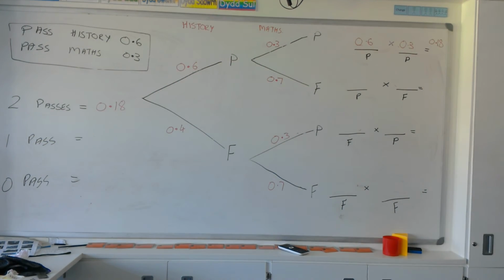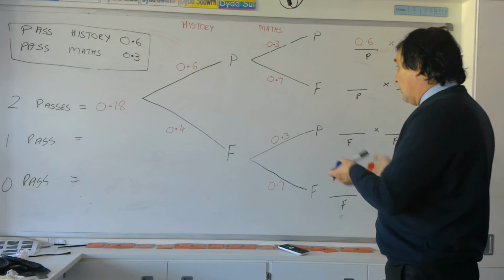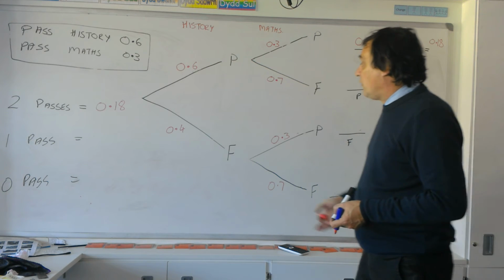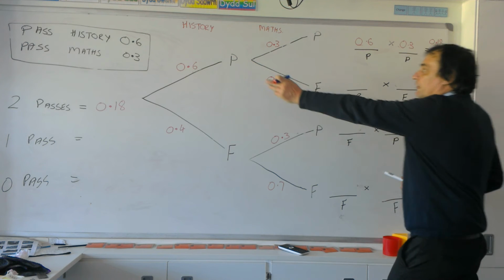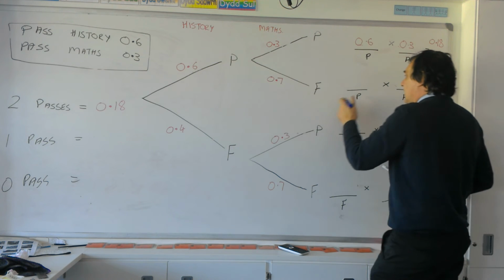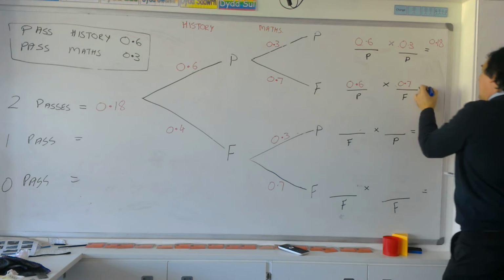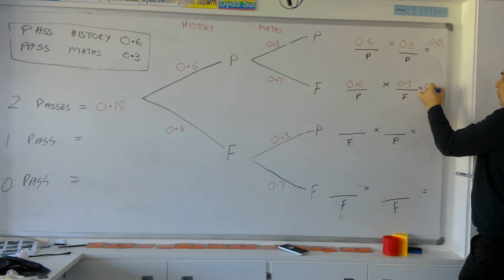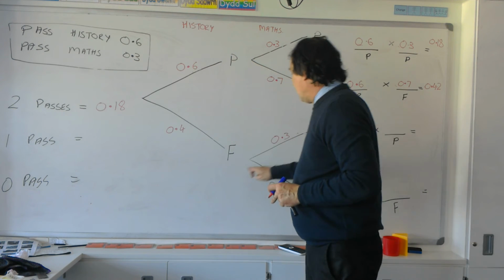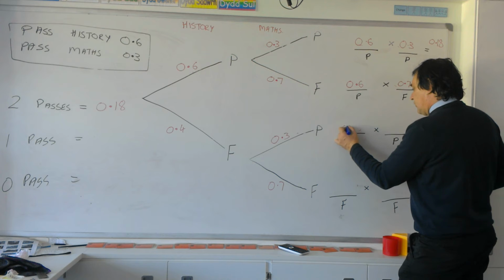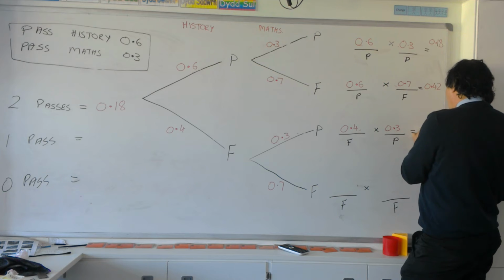Now, they're asking the probability of passing one exam. It could be that you pass your history exam and fail the maths exam, or it could be the other way around, where you fail your history exam followed by a pass on the maths exam. So let's work out the first of these first. The probability of passing the history and failing the maths is 0.6 times 0.7, and that gives you 0.42. Going the other way around, the probability of failing the history is 0.4 times the probability of passing the maths, 0.3. So 0.4 times 0.3 gives you 0.12.